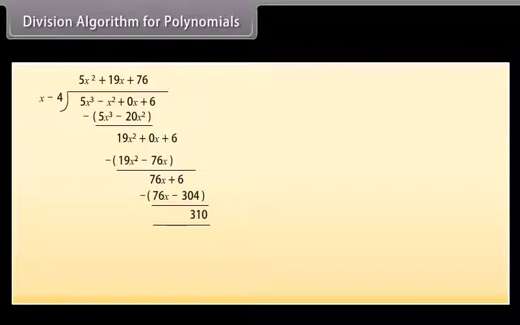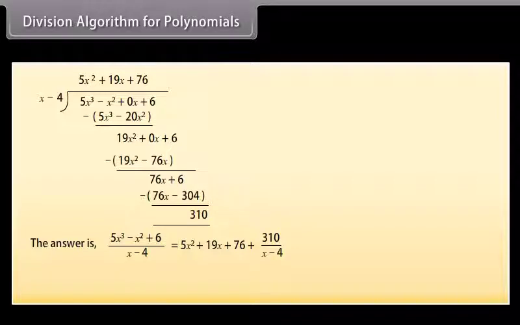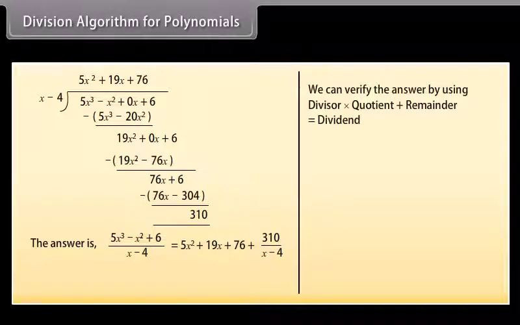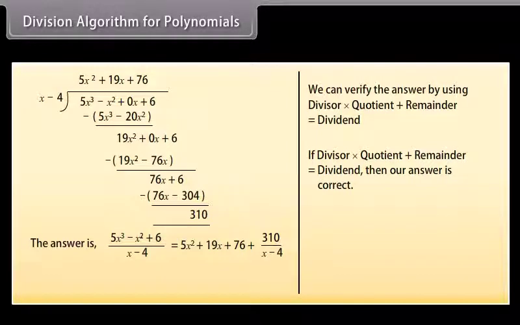Okay, now that we have got this done, let's remember how we write the actual answer down. The answer is (5x cubed minus x square plus 6) upon (x minus 4) is equal to 5x square plus 19x plus 76 plus 310 upon (x minus 4). We can verify the answer by using divisor times quotient plus remainder is equal to dividend. If divisor times quotient plus remainder is equal to dividend, then our answer is correct.